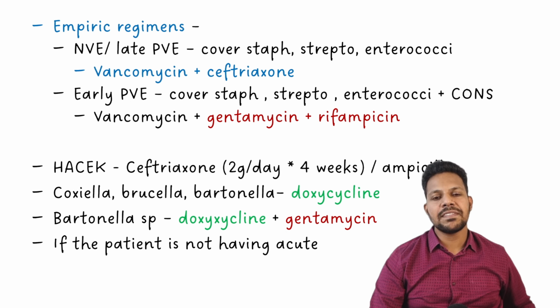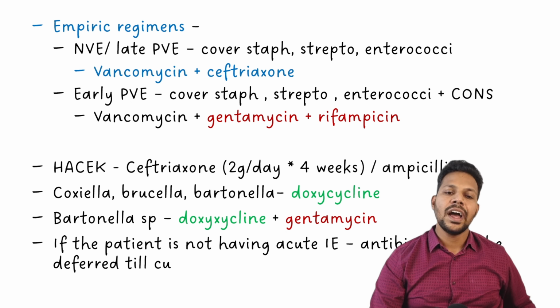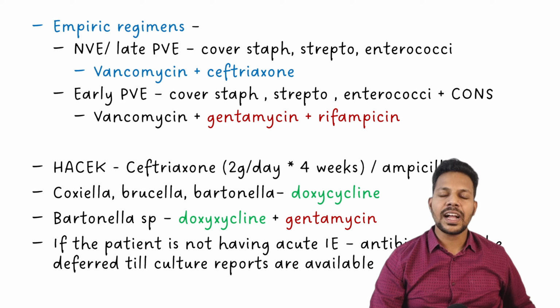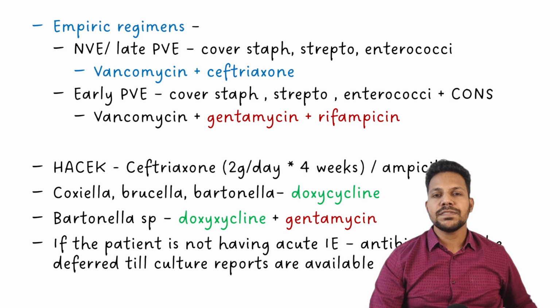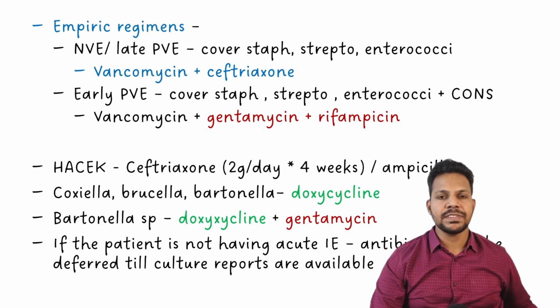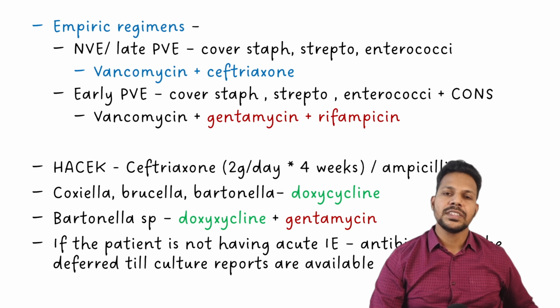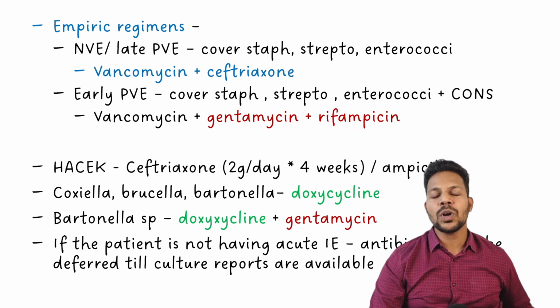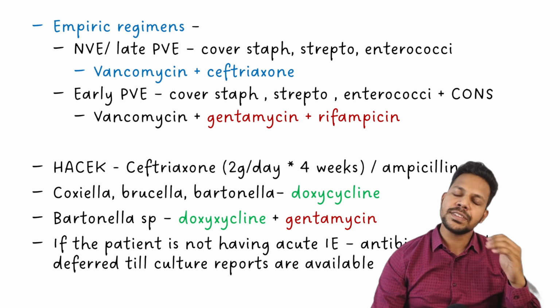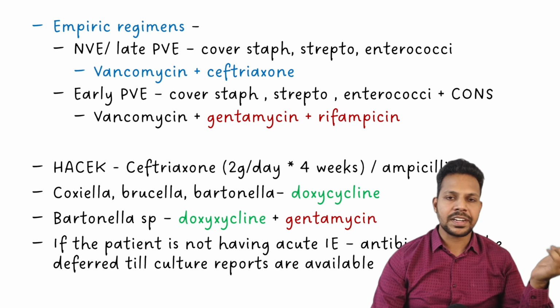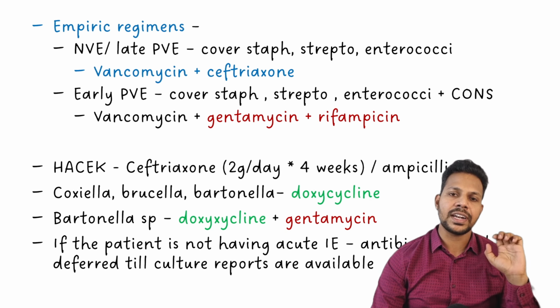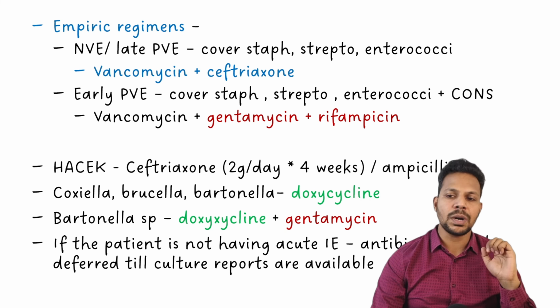If the patient is not having an acute infective endocarditis, antibiotics should be deferred till the culture reports are available. Why? If the patient is having acute infective endocarditis, we have already understood that it is quite destructive. There is no time for us to wait. So, start the patient right away on the antibiotic regimens, and depending upon the organism and the sensitivity patterns, you can adjust the antibiotic regimens later. But if the patient has subacute infective endocarditis, there is no urgency to start an antibiotic there. You can wait for the culture reports to come. That is the meaning of that last point.